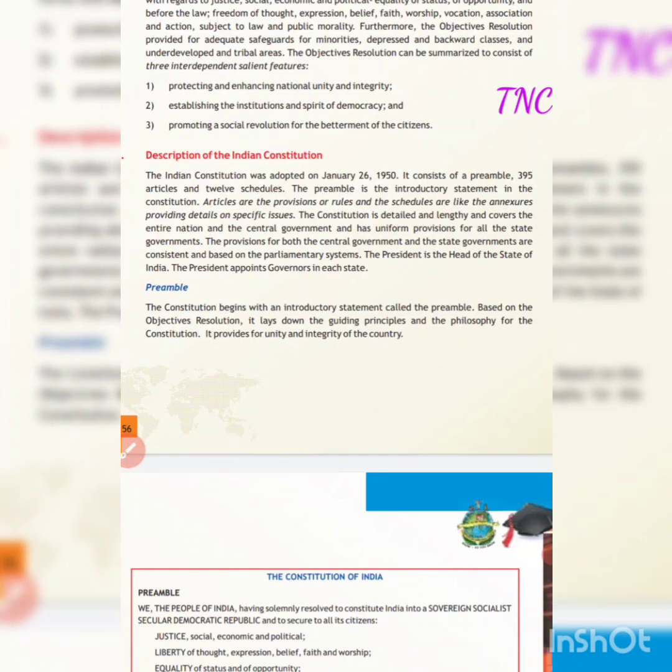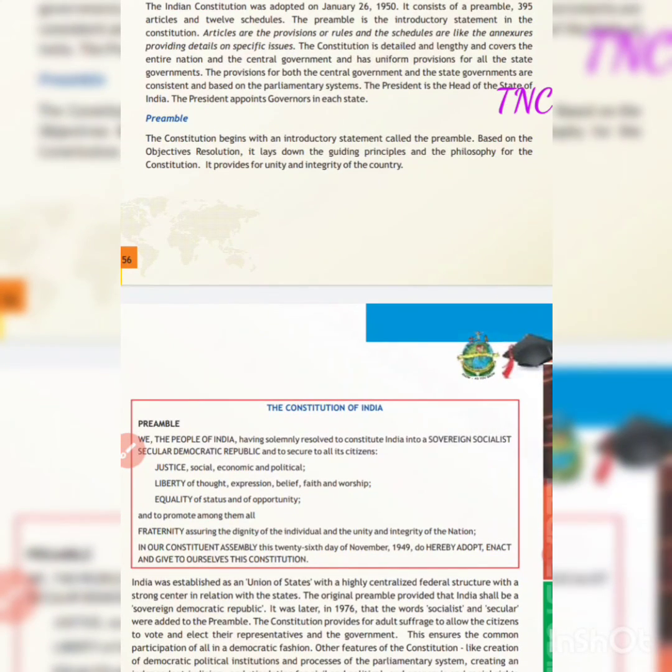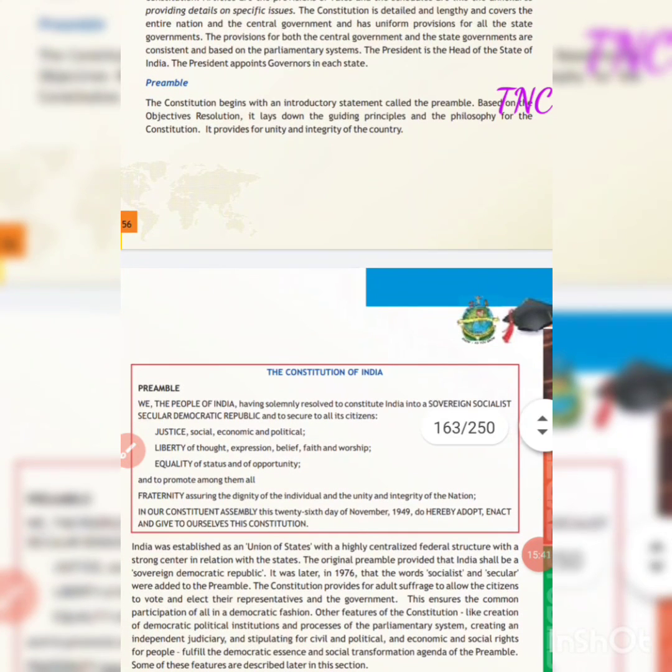Provisions for both central and state governments are consistent and based on parliamentary systems, because we took the parliamentary system of government. President is head of the state. President appoints governors in each state. Head of the state means head of the country is president, and head of the state is governor, okay, which is appointed by president. Then preamble I will take in the next video.